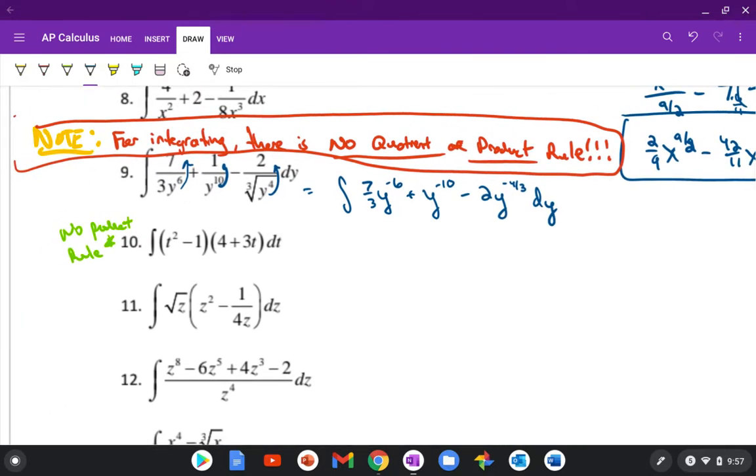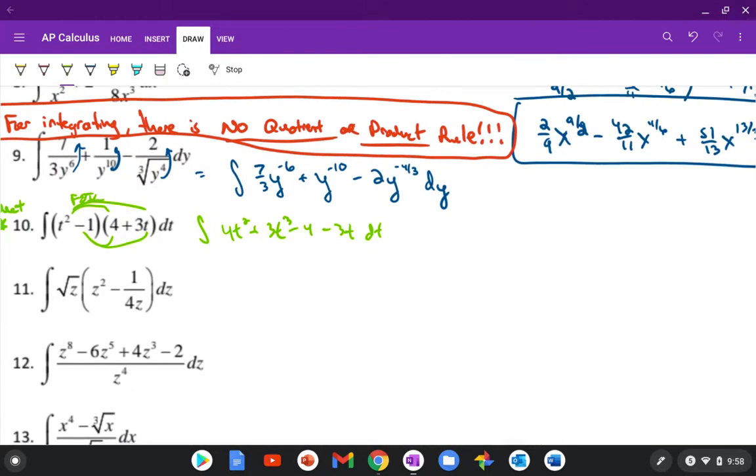So for number 10, this one, again, there's no product rule. So our substitute here is, well, to just go ahead and FOIL this out, because we can do that. So if we FOIL this out, we just get 4t squared plus 3t to the third minus 4 minus 3t dt. And then we can just do each of these separately, right?